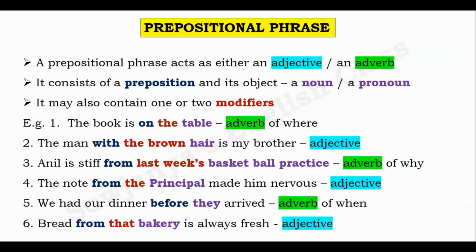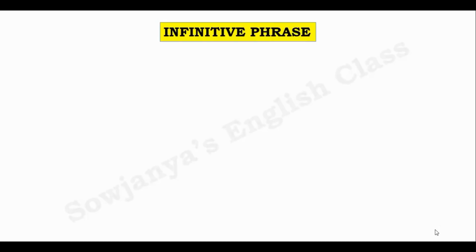Bread from that bakery is always fresh. Which bread am I talking about? From that bakery. From is a preposition of course, but here from that bakery is modifying the noun bread. In that sense it becomes an adjective. And next comes the infinitive phrase.